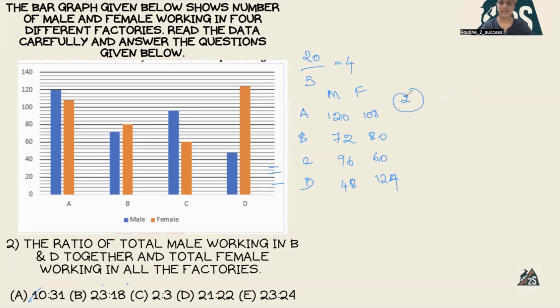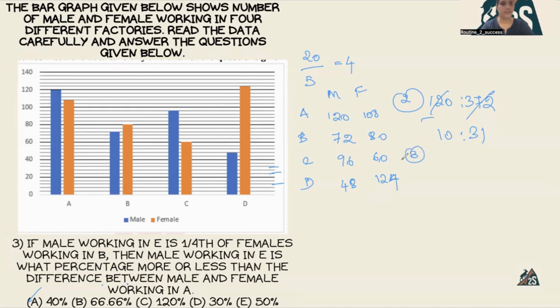Let us start with the second sum. Ratio of total males working in B and D together, 72 plus 48, so we are getting 120. And here, let us start with hundreds. 100 plus 100, 200. So 80 plus another 20 is 100, 300, 360. And we have 8 plus 4, 12, 372. When we cancel it by the 12 table, it is 10 is to 31. So the answer is 10 is to 31.